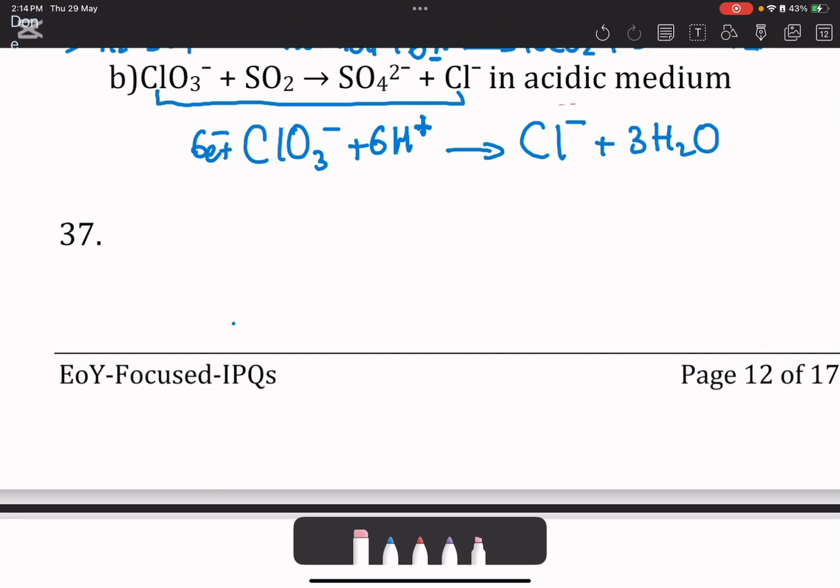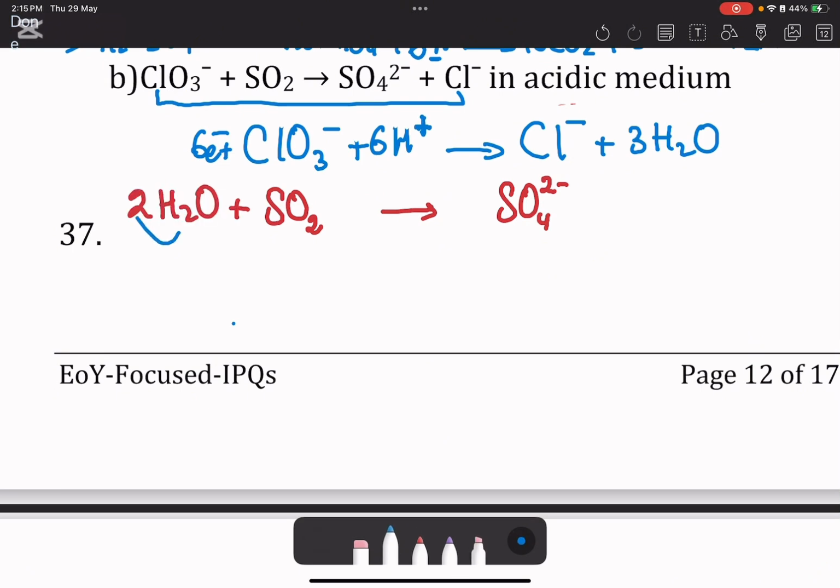And we're done with the first reduction. Now second one, SO2 and SO4 with a negative 2 charge. Count the S, 1, 1, balanced. Count the O, 4 and 2. I have 2 oxygens missing, so I'm going to add 2 H2O molecules. And this means that now I have 2 times 2, 4 hydrogens on this side, so I'm gonna add 4 H plus on this side.